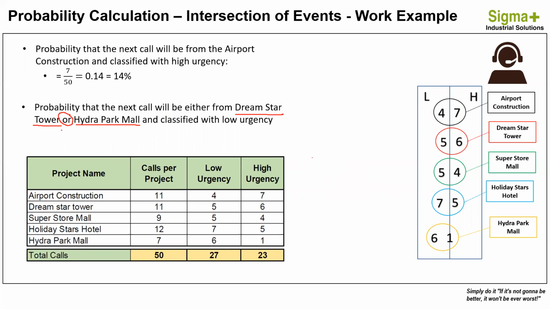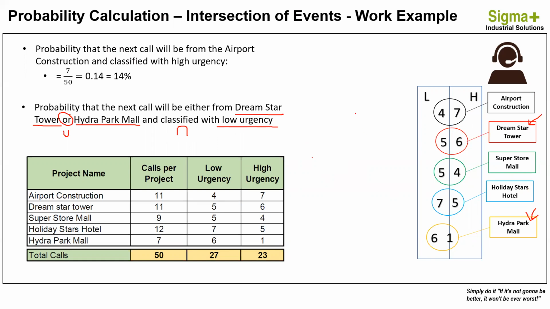So what does it mean? It means that this is a union of events here, right? And classified with a low urgency. So that's an intersection with a low level of urgency, right? So where are the probabilities that I'm interested in? It will be the Dream Star Tower project and the Hydra Park projects, right?